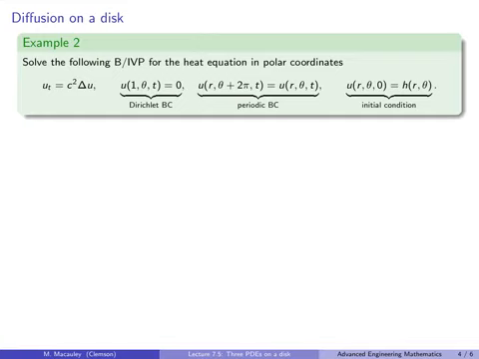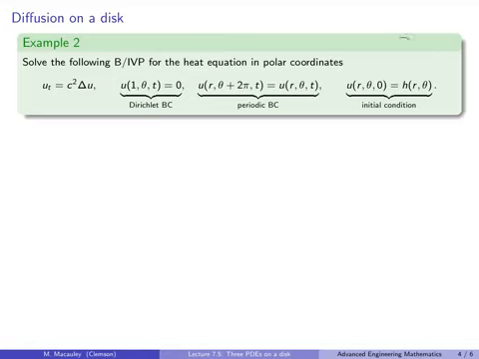So let's solve the following boundary and initial value problem in polar coordinates. u_t equals c squared Laplacian of u, that's the heat equation. We have Dirichlet conditions. We're fixing the temperature to be 0 along the boundary. Of course, we have periodic boundary conditions in theta. And then we have an initial condition.